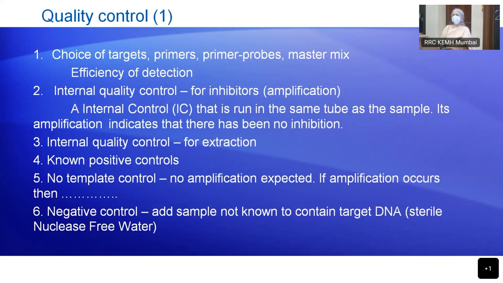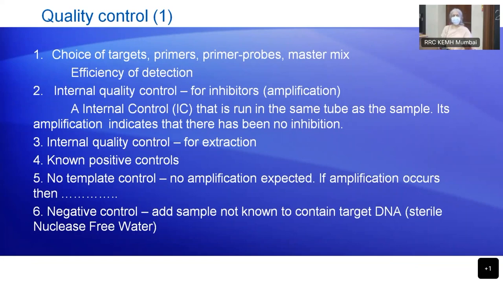What else should you have for PCR? Have you heard of CBNAAT for any other disease? CBNAAT stands for cartridge based nucleic acid amplification test. So you need to have what is called an internal control. The internal control tells you whether extraction has worked, because there are two major steps in PCR, right? One is extraction of nucleic acid, the other is amplification of that nucleic acid target sequence. So in these two steps, you need to know whether extraction has happened and whether amplification has happened. Your kit controls may work, but whether your extraction has happened properly, we need a control for that.